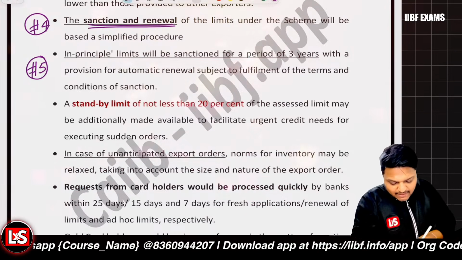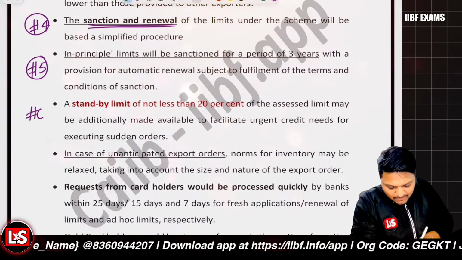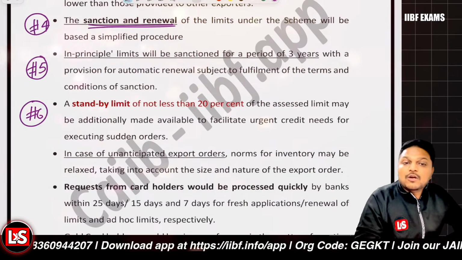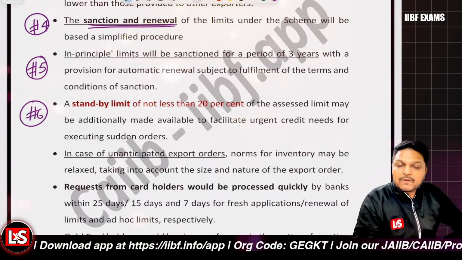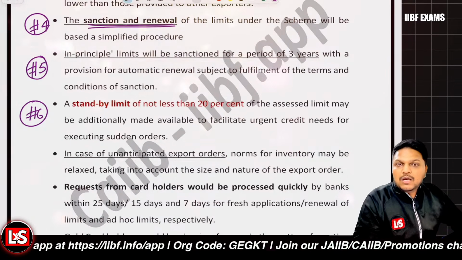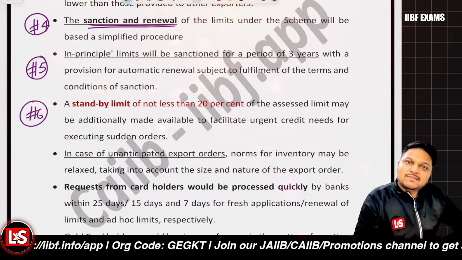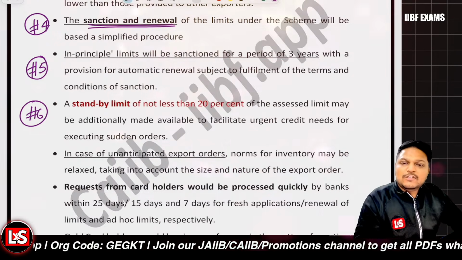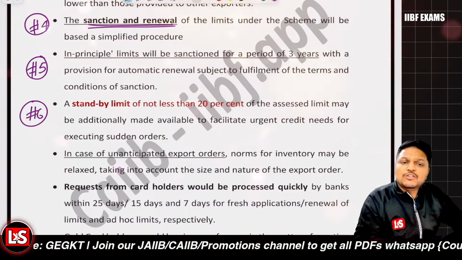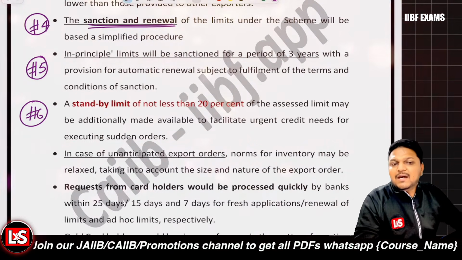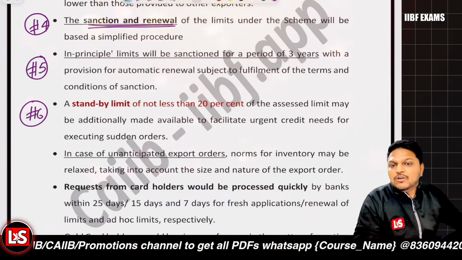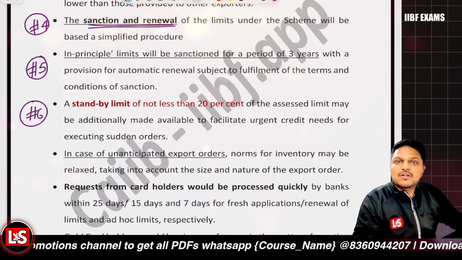And the sixth benefit is related to the standby limit, very much important. A standby limit of not less than 20%. Let's say if an in-principle limit is sanctioned at rupees 4 crore, then a standby limit of 80 lakh rupees will be sanctioned to you. Additionally, that will be sanctioned to you, so that if there is any urgent requirement or credit need at your end, let's say if you have certain orders or something, right?